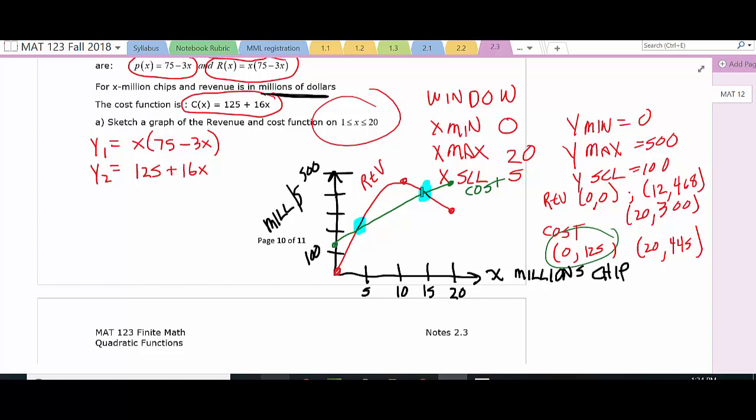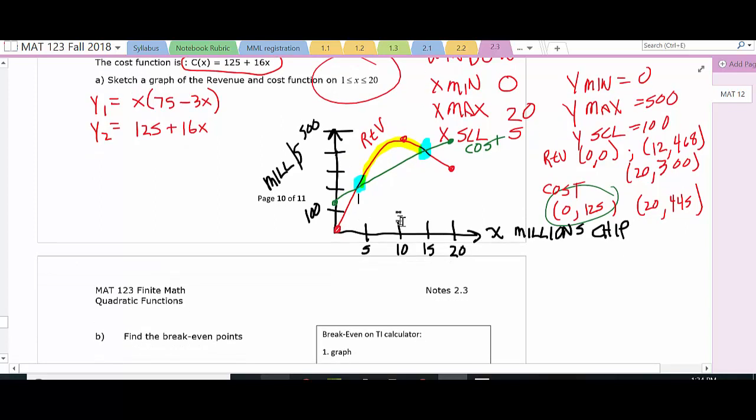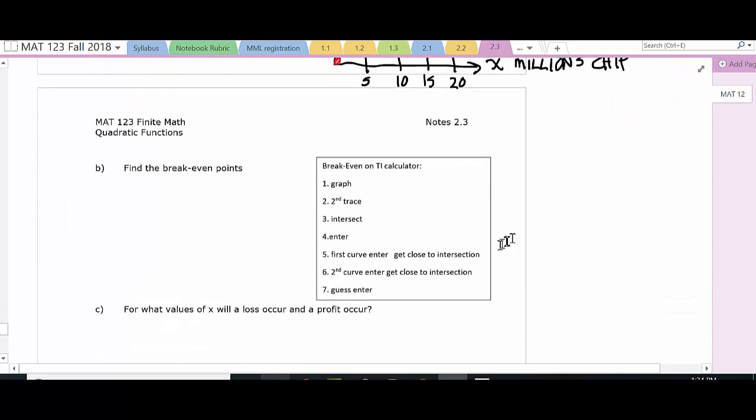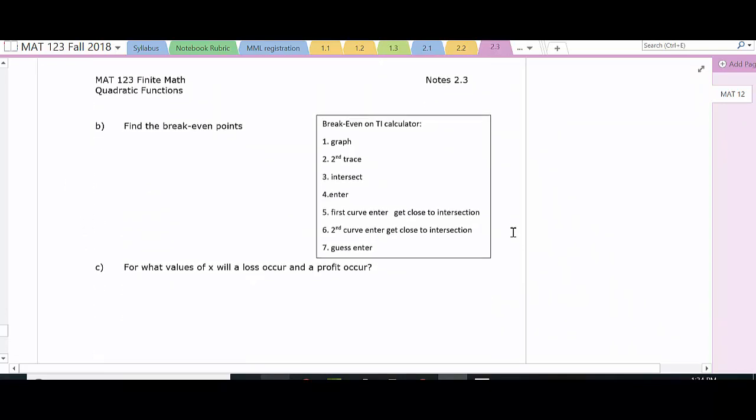Okay, so that's it. This area in here is where your profit is. So it goes like this. These are your break-even points. I'm going to show you how to do that in your calculator. And this area in here, that's where the profit is, when that revenue exceeds the cost. Okay, if you've got this on your calculator, I want you to just go to the next page and do exactly what this says. And we're going to find these break-even points with our calculator.